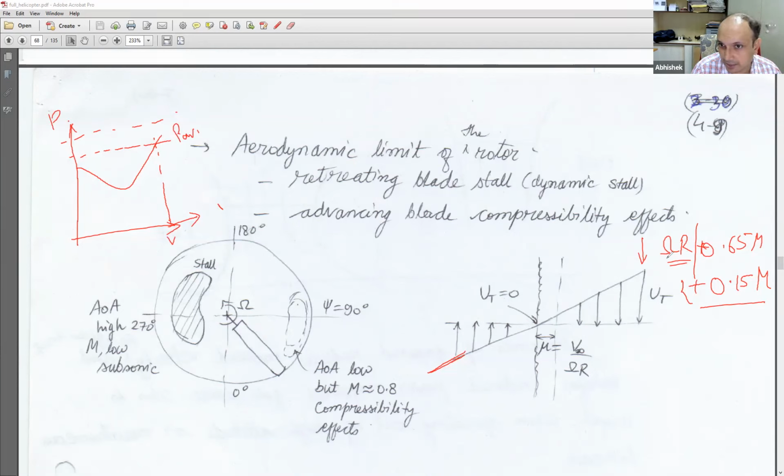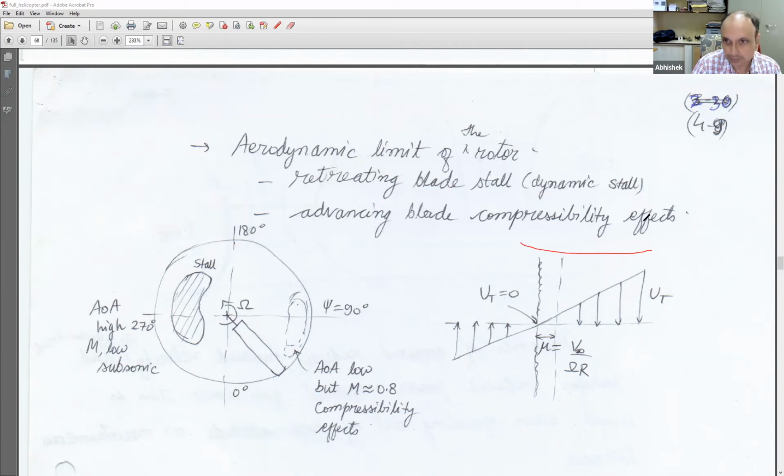I can push it slightly by making the tip of the blade swept. That may give me some more, so I may be able to reach 200 or 250 kilometers per hour. This is the kind of scenario. I don't have a lot of room to fly very fast, and that is primarily hindered by the compressibility effect. So this is my rotor disc, as you can see.